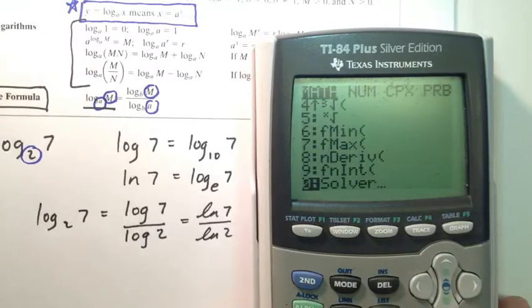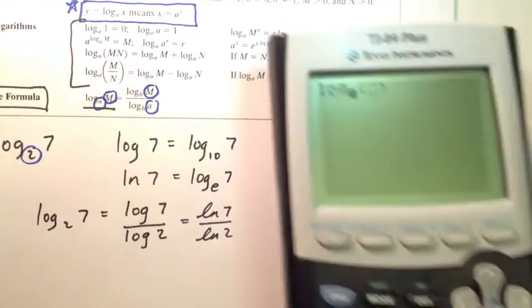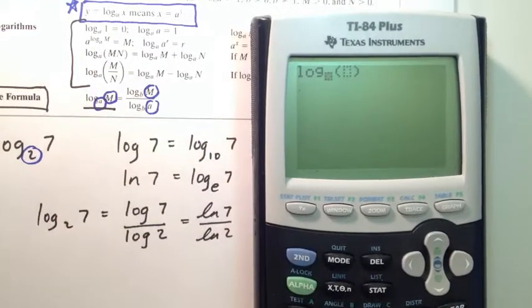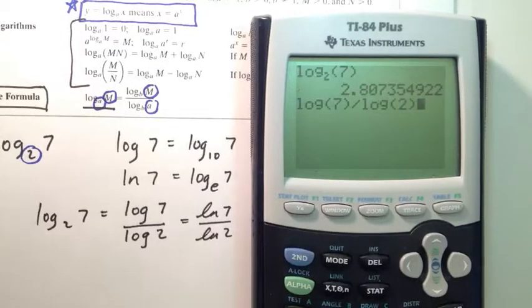So some of your calculators will not, even if it's a TI-84 Plus, you don't have that. Alright, well anyway, we go math, up arrow, you get to log base, you can just plug in the base, 2, and you plug in the argument, 7, and you get that same value. Okay, so log of 7 divided by log of 2.